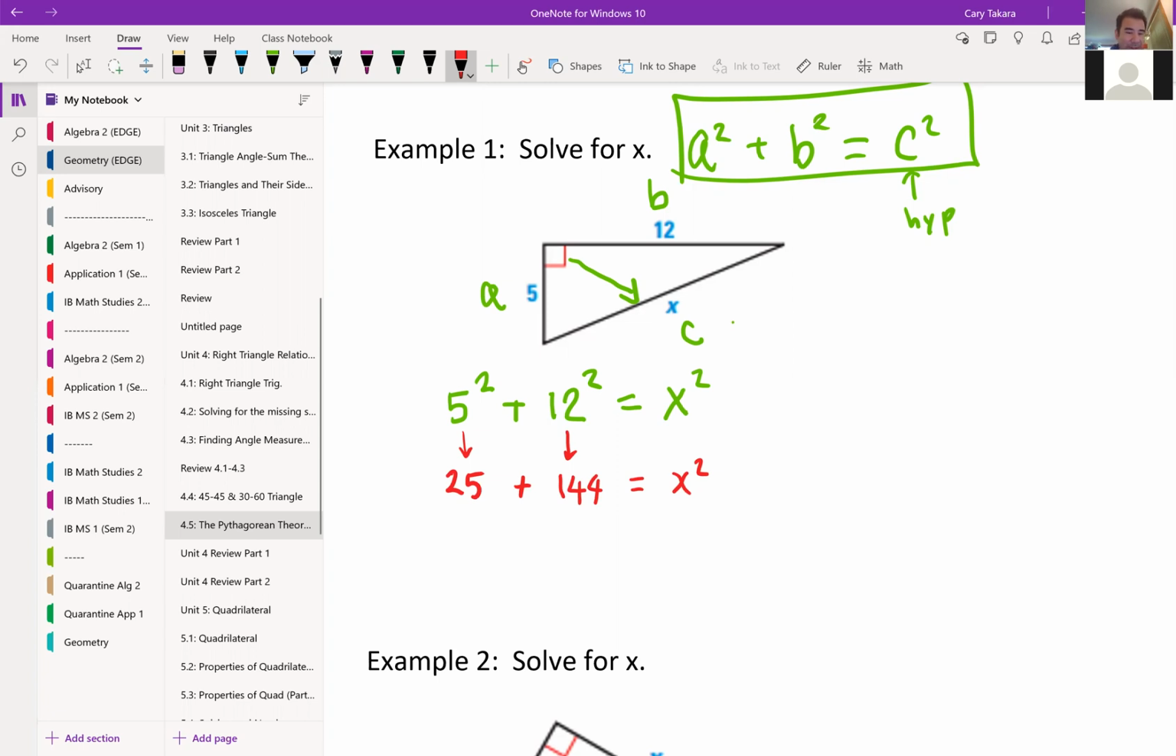Now let's simplify. 25 and 144 are on the same side of the equation, so let's combine them. What's 25 plus 144? 169 equals x squared. Now we are almost done. We want to solve for x. So far we've got x squared. How do we get rid of this square? What do you think you have to do?